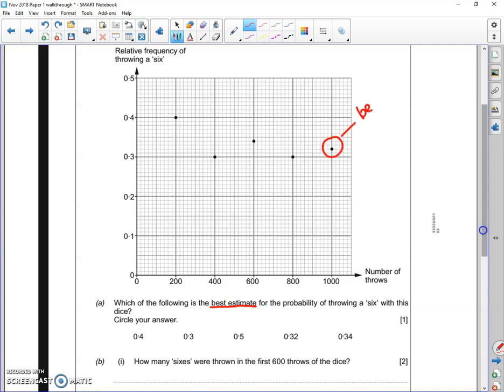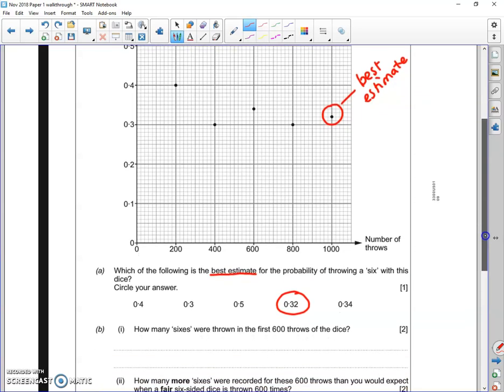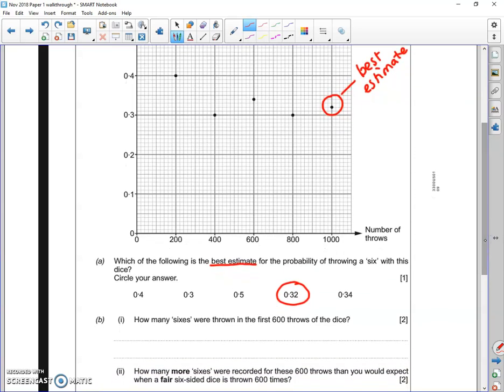Okay, and that's because this is the one with 1,000 trials, and 1,000 trials will always be more reliable than 800, 600, 400 or 200 trials. So 0.32 would be our best. So you always take the last point, and the reason is because the more trials you do, the more reliable your data is. Part B, how many 6s were thrown in the first 600 throws of the dice?